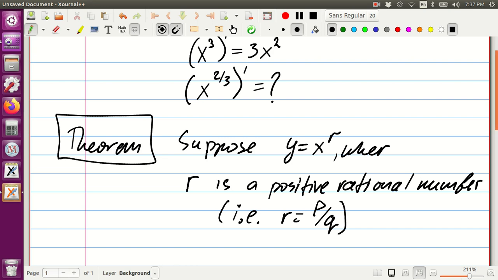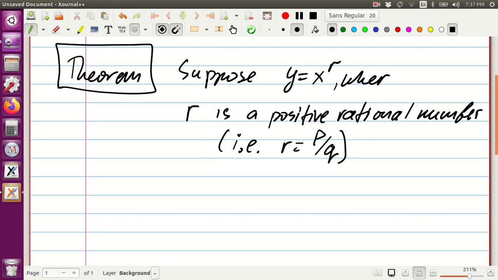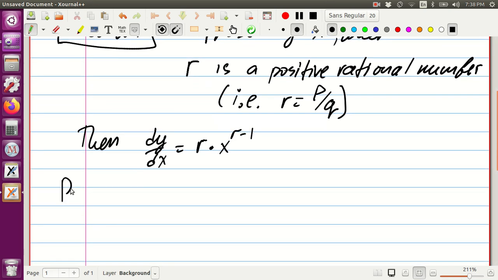So if y is equal to x to the r, then the derivative of y with respect to x is r times x to the r minus 1. So basically the previous rule would work, but it would work for r, which is a rational number or fraction. So what would be the proof for this theorem? The proof for this theorem would be kind of straightforward. Let's try to do that.